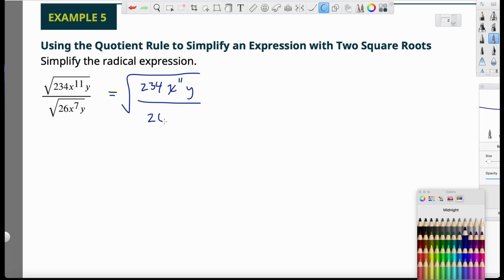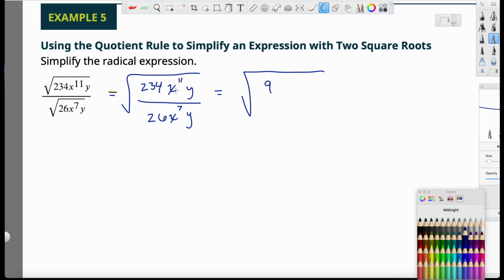Look at the y's, for instance, right? They're going to cancel. And a lot of the x's are going to cancel. So we're going to get something like this. Okay, so 234 and 26. Does 26 go into 234? Let's try it. 234 divided by 26. I got my calculator here. It's 9. Oh, well, that's very nice. Maybe I'll write it up here. So 9, love 9. 9's a perfect square.